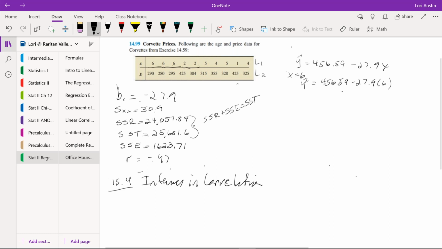Let me get that for you. So this would be at the 5% significance level. Sorry, that was really sloppy.